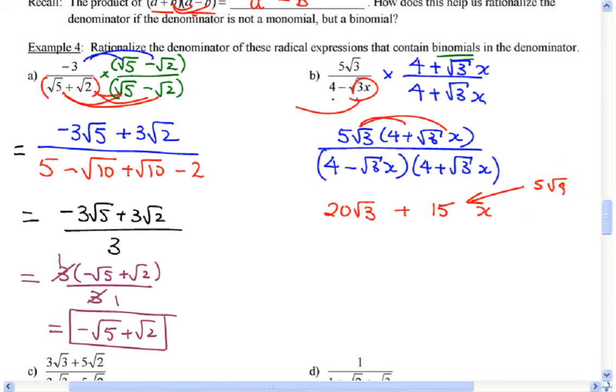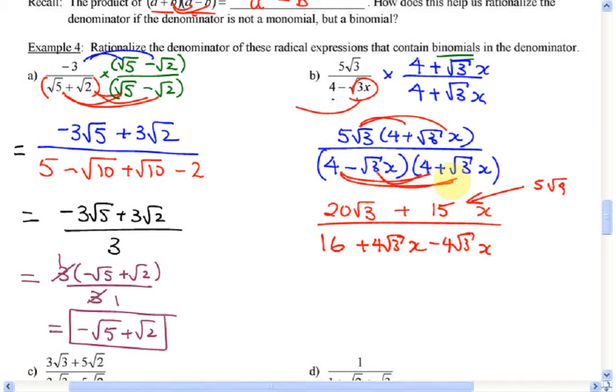Okay. Now, also let's do the denominator now. We'll distribute. 4 times 4 is 16. This is 4 root 3 with an x, and this is minus 4 root 3 with an x. And of course, the last two terms, the negative times a positive means it's negative. A root 3 times a root 3 gives us 3, or a root 9. And then x times x, be careful here, you need an x squared.